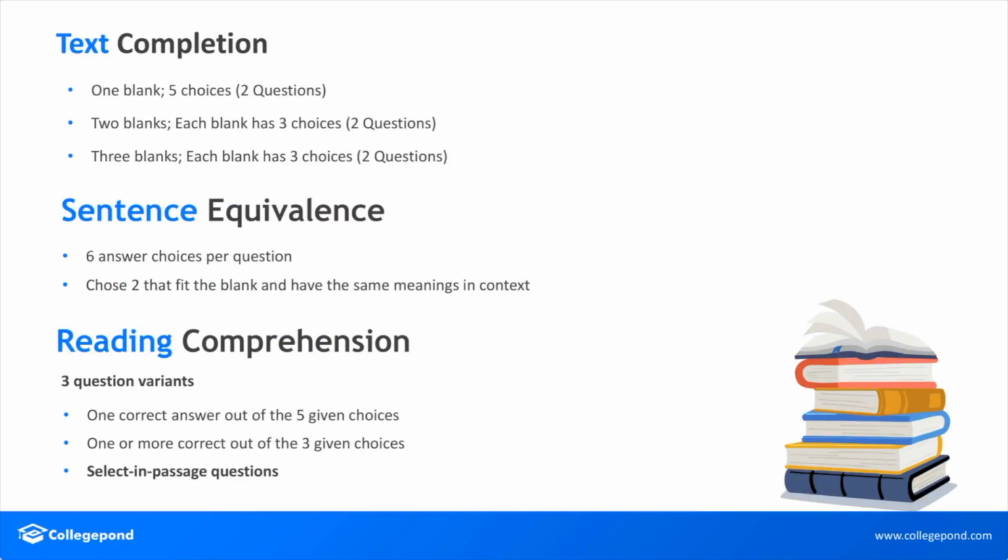In text completion, you have 1 blank, 2 blanks and 3 blanks. In sentence equivalence, you only have 1 blank, but you have to choose 2 answers which are synonyms, synonyms in that context. Okay, and then you have reading comprehension. We'll not focus too much time today on reading comprehension. It's a separate topic on its own.